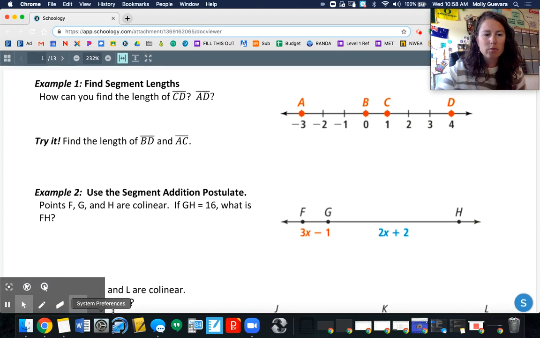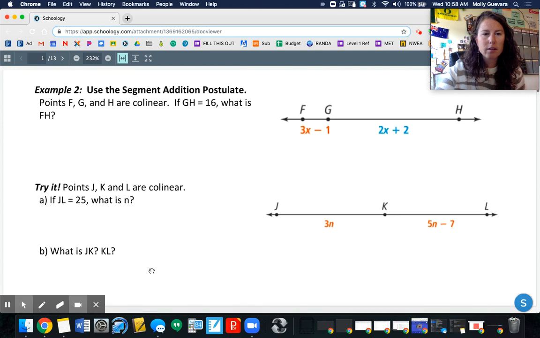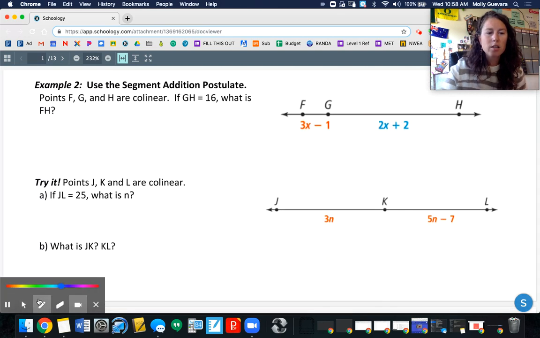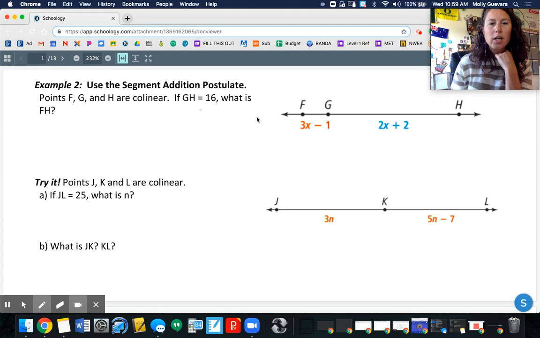So I'm going to scroll down here. There it is. Okay. So example 2 is having us look at the segment addition postulate. Remember, that was the one that said if I have one line segment and then another line segment, I can add them together and it'll create one long segment, right? So here it says points F, G, and H are collinear. So what that means is they are all on the same line. And we can see that by looking at the diagram.